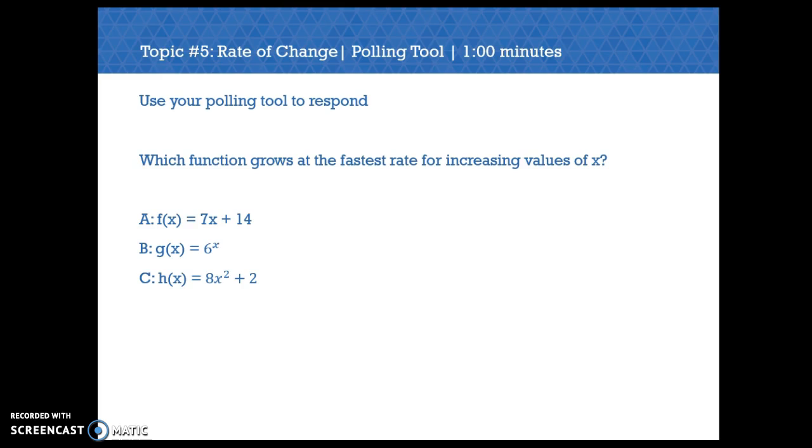So which function grows the fastest? Linear, exponential, or quadratic? Go ahead and pause if you need to think about it, or if you already know the answer, you can just leave it playing.